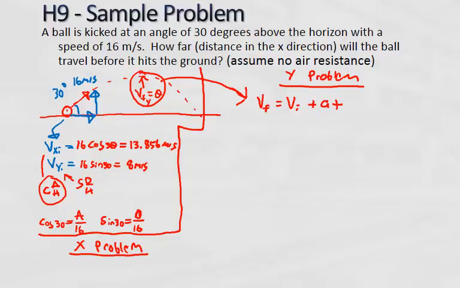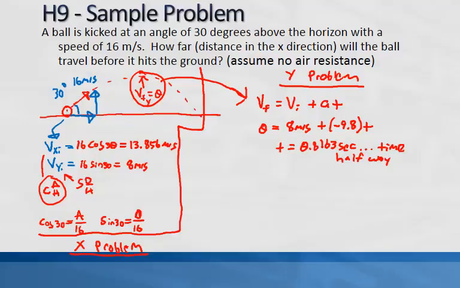So if we do that, we can use this equation. Final velocity equals initial velocity plus acceleration times time. It's 0 halfway. The initial y velocity is 8 because this ball is being sent up into the air. So the initial y velocity is 8. And so the time halfway is 0.8163.